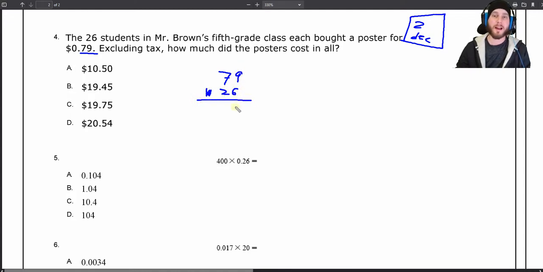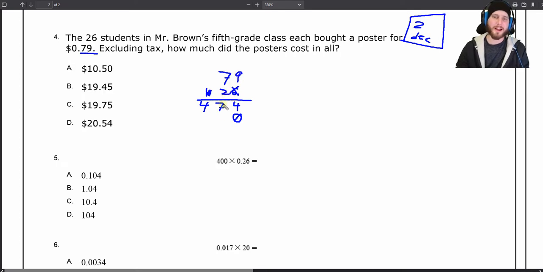6 times 9 is 54. Carry my 5. 6 times 7 is 42. Plus 5 is 47. Cross out what I've used. I'm not using that 6 anymore. Cross out my placeholder. Shouldn't put anything there. And make sure I erase what I've carried. There. Now I'm ready to begin.